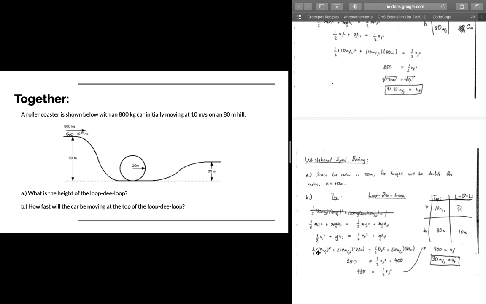Now plugging in our known information, we have 1/2 of 10 squared plus 10 times 80 equals 1/2 vf squared plus 10 times 40, which gives us 850 equals 1/2 vf squared plus 400, or 450 equals 1/2 vf squared. Multiplying both sides by 2 gives us 900 equals vf squared, and taking the square root of both sides gives us 30 meters per second for our speed at the top of the loop-de-loop. And this is how we would solve this example problem. This is our lesson on conservation of energy.